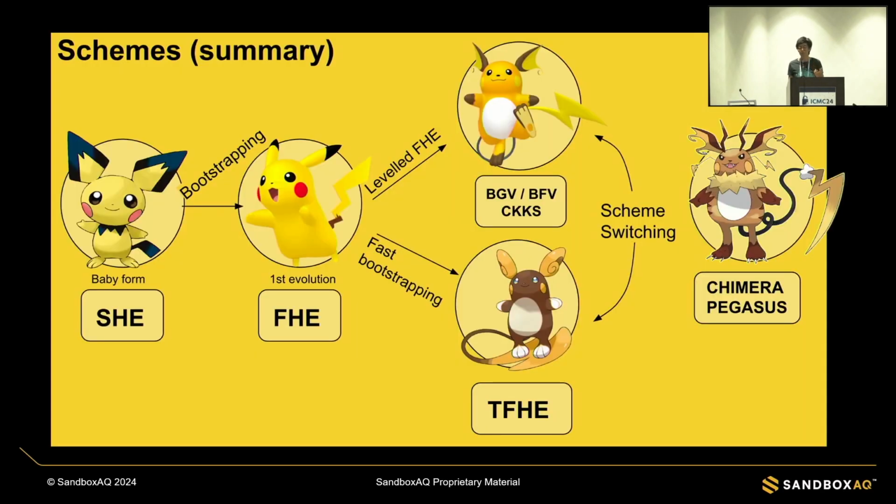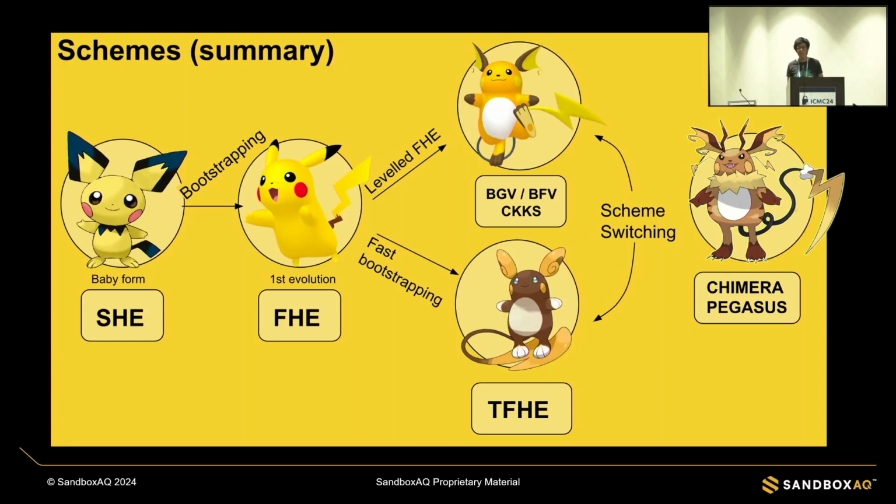But I also wanted to show the different schemes that we have in FHE in another way that is more based on the philosophies that they follow, the strategies. For example, we can see somewhat homomorphic encryption as the baby form that then evolved into FHE through the bootstrapping operation. And then from there, we can see that there are different schemes that can be split into these two different strategies.